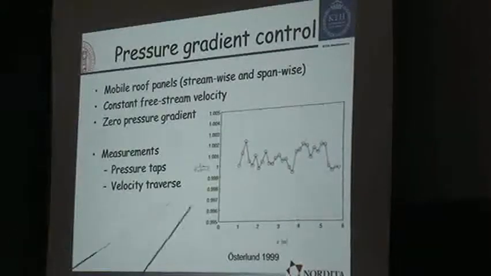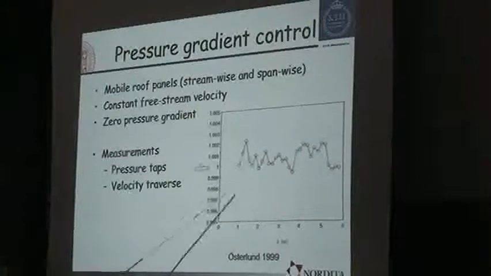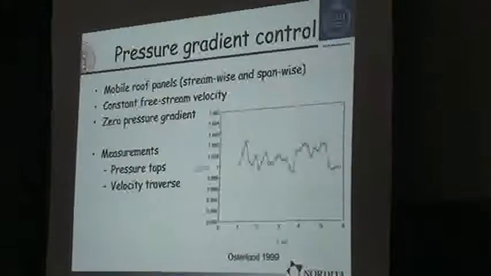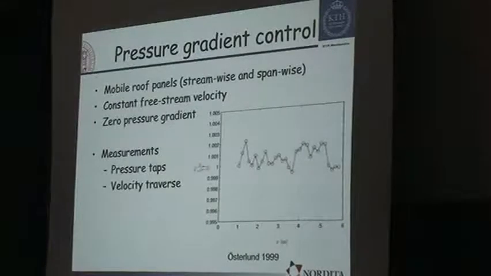Now, this is an example of an experiment. This was done by Österlund in 1999. This is a traverse of the mean velocity in the longitudinal direction, and as you can see, the velocity deviates by about tenths of a percent. So this is basically what you can achieve when you have well-designed experiments in terms of zero pressure gradient. You can measure that either with pressure taps, or you can also traverse with a hot wire mounted on the test section.